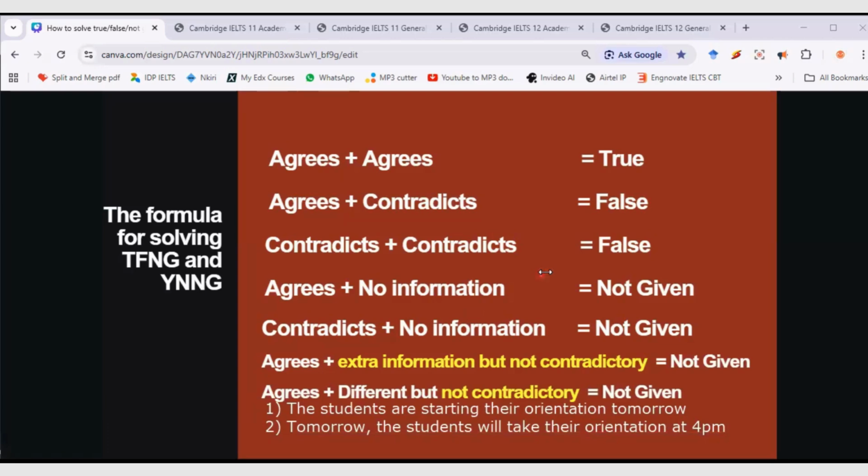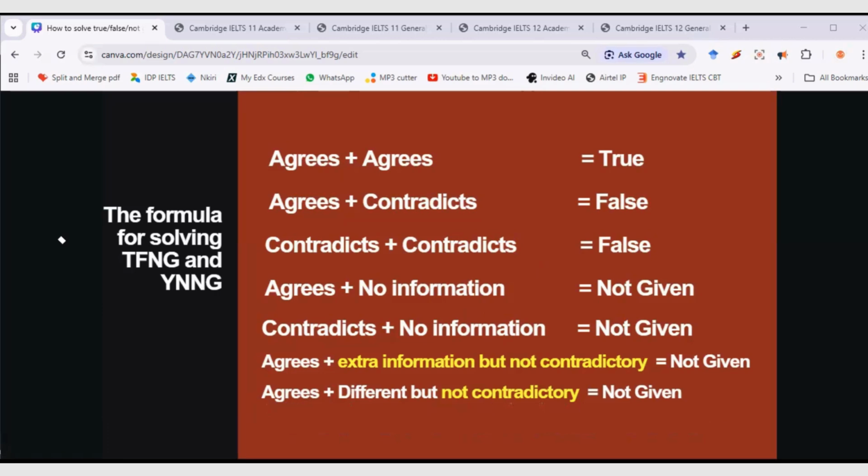Okay, let me do another example. When I treat examples, you actually understand better. When we go to IELTS passages, you will understand better. But let me give you another illustration.